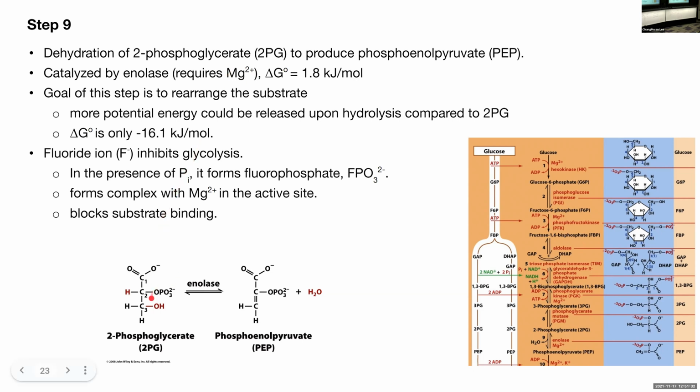Again, here's a phosphate group, so it has to be stabilized. And delta G is slightly positive here too. And the goal of this step is to rearrange the substrate in a way that it has more potential energy that eventually can be released upon the hydrolysis of this PEP molecule. And when you look at the delta G for this, which is different from delta G naught again, it is only negative 16.1. So it's a spontaneous process.